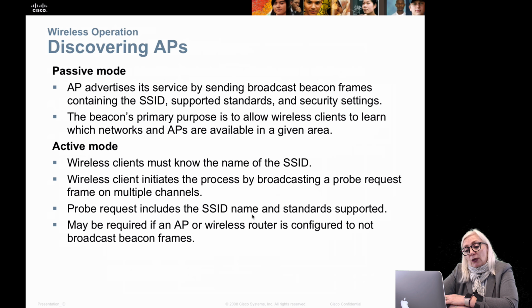If we don't do that, well, then the clients are in an active mode, which means that we need to know the SSID, and then we will send it by indicating that this is the SSID that we want to connect to. And then they try to figure out also, for instance, the channels and what kind of standard that we are using.